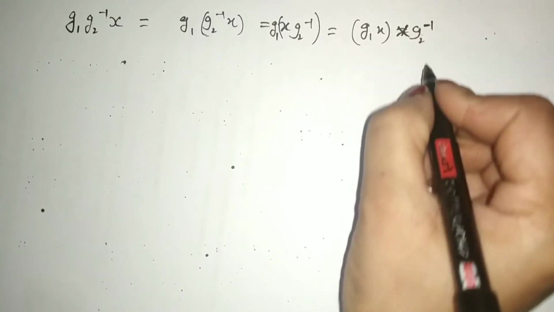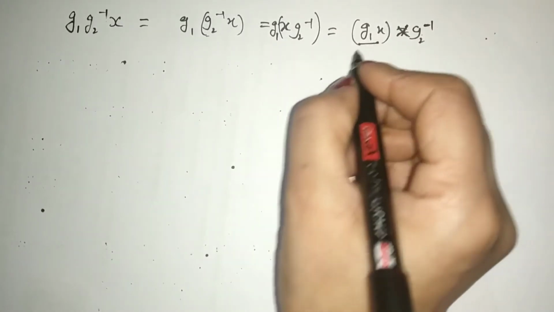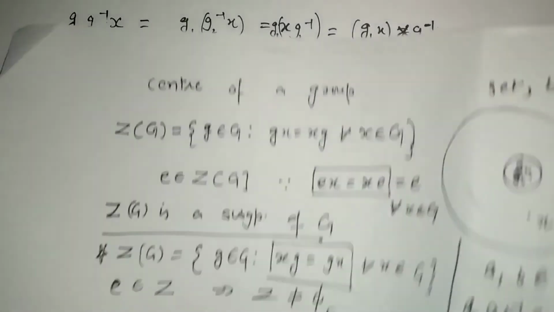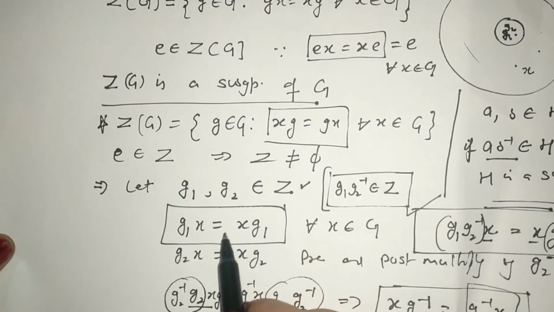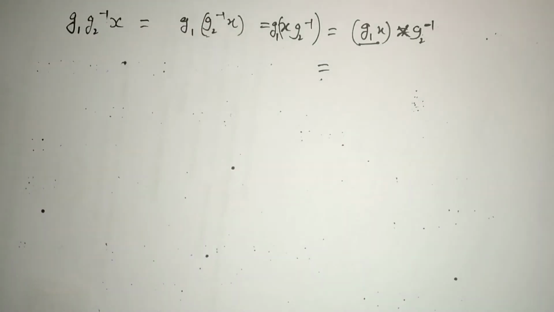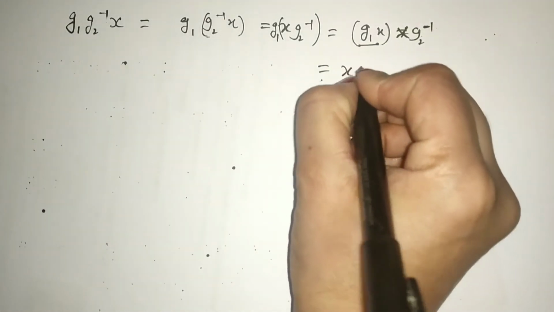Now this G1 into x, again from the result that we have done here, G1 into x is x into G1.